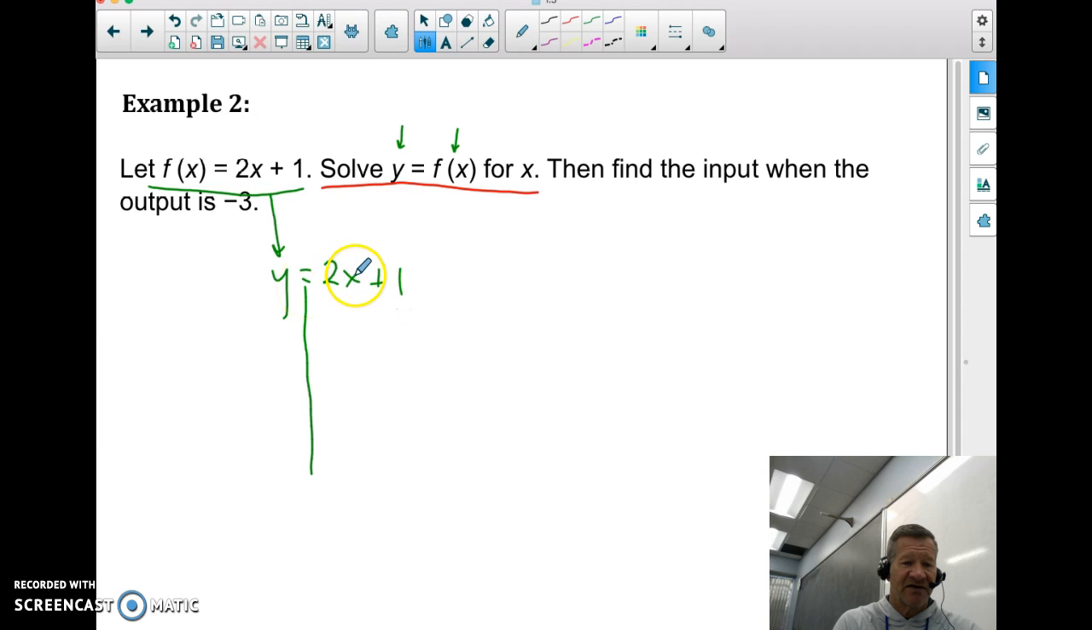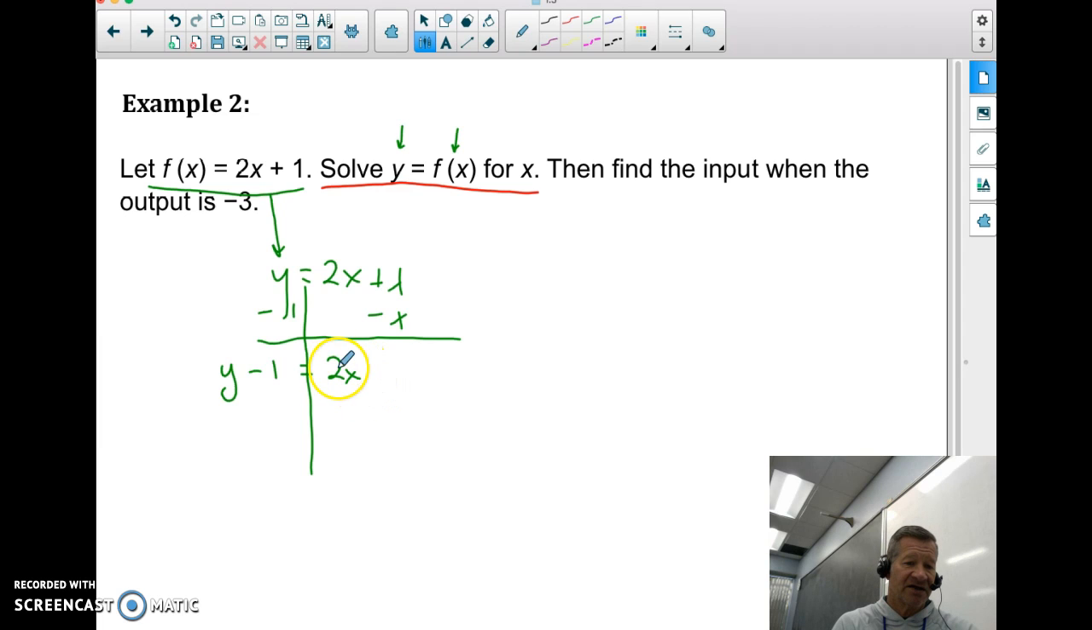Well, to get x by itself, I need to get rid of this 1. Since they're adding the 1, I'm going to subtract 1. Notice it. Adding and subtracting are inverse operations. So y minus 1 is equal to 2x. So these 1's will cancel. 1 minus 1 is 0.